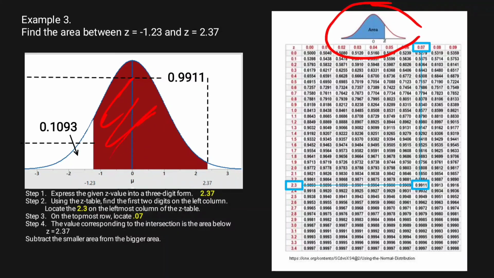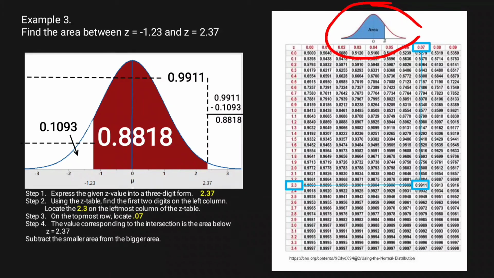Okay, so para makuha itong shaded part na to. So, ganun lang ang kailangan gawin. Subtract the smaller area from the bigger area. So, we have 0.9911 minus the smaller area, 0.1093. So, when we subtract, the answer is 0.8818. So, therefore, yan ang area natin. 0.8818 ang area na itong shaded part.